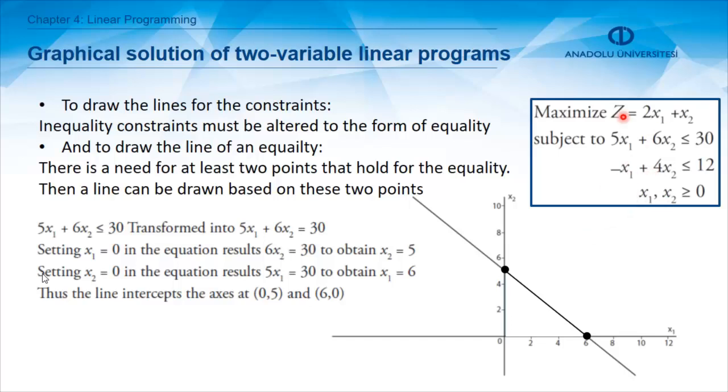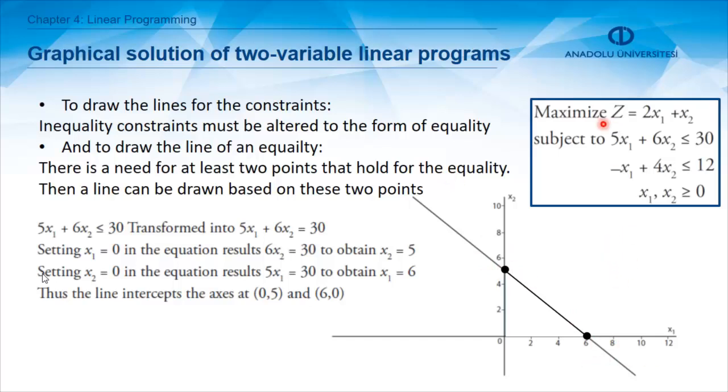To draw the lines of the constraints, inequality constraints such as these must be altered to the form of equality. This must be an equality. And to draw the line of an equality, there is a need for at least 2 points that hold for the equality. Then a line can be drawn based on these points and extended throughout these points.